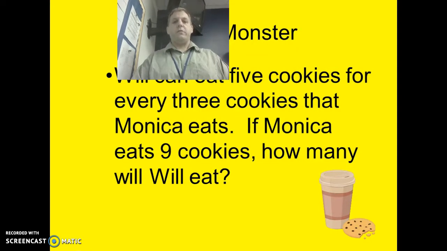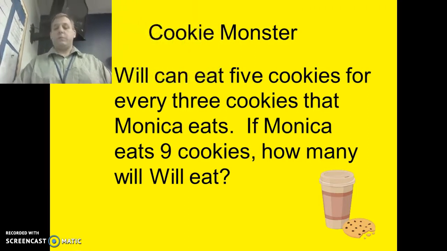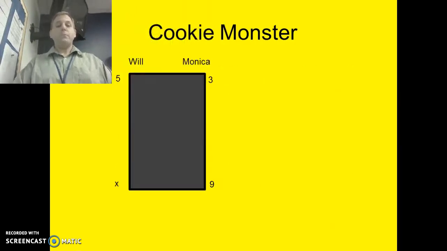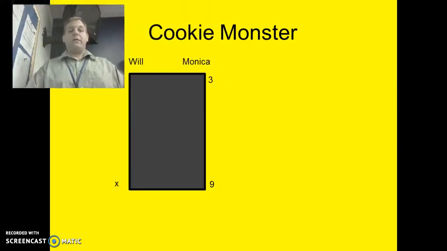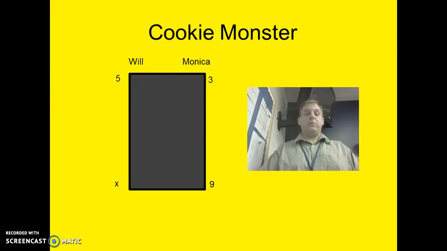This is the Cookie Monster. Will can eat 5 cookies for every 3 that Monica eats. If Monica eats 9 cookies, how many will Will eat? I like the Will.